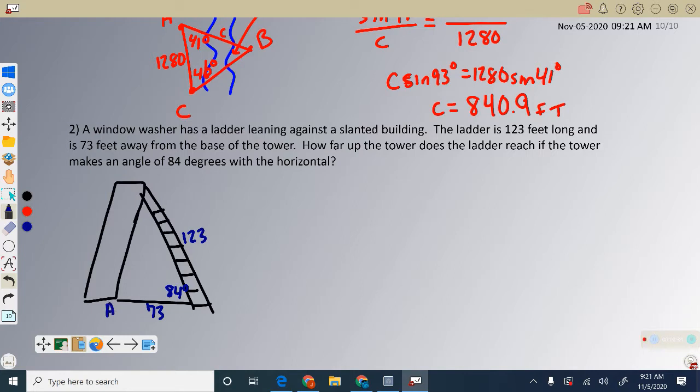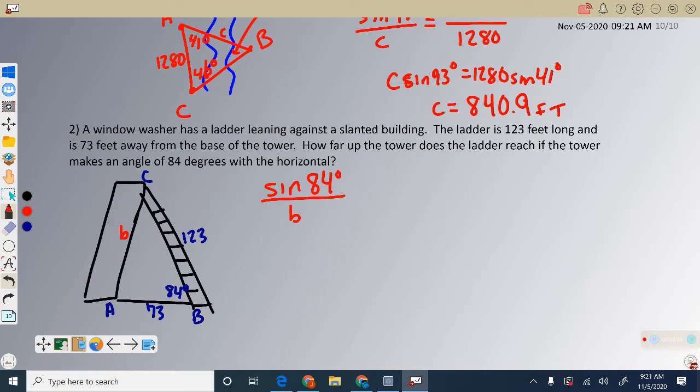So I'm just going to label this. You can do it any way you want. I'm going to call it ABC like this, and now I can try to set up a proportion. They want to know how far up the tower reaches. So that would be this side right here, which would be side B. That's across from angle B. So again, that's the angle side pair that we'll definitely need. We're looking, do we have another angle side pair that we know?